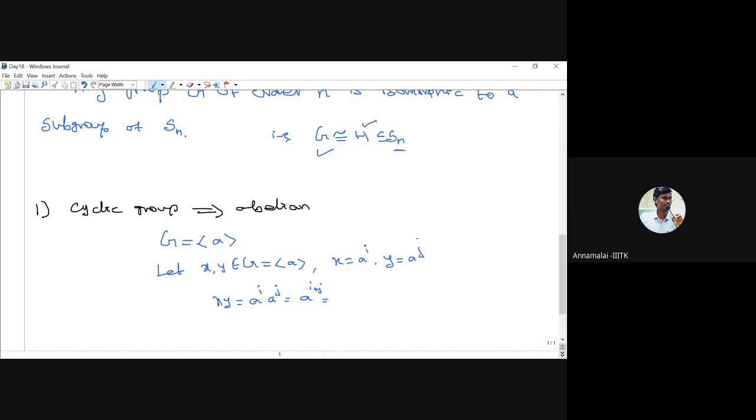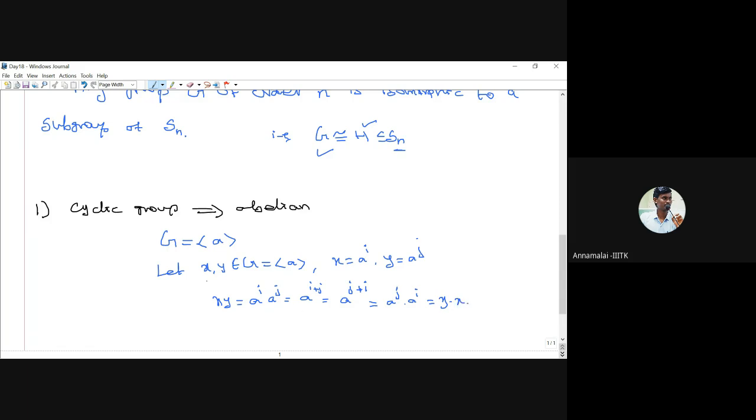But i and j are integers, and we know that the integers under plus form an abelian group. Therefore a power, we can write j plus i, because i and j commute with respect to addition. Now we can split a power j into a power i. But a power j is nothing but y, and a power i is nothing but x. Therefore, xy equals yx for all x.